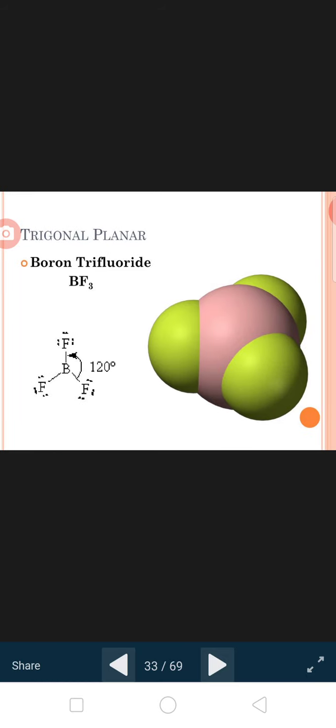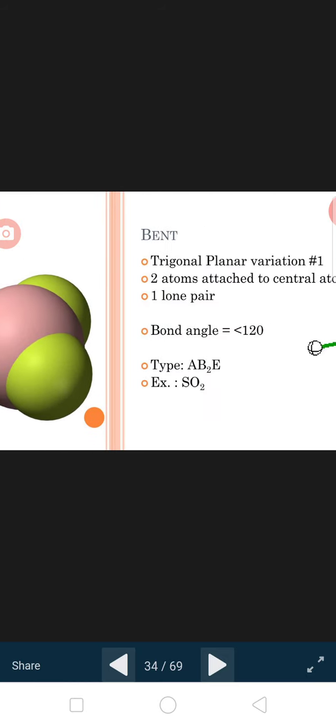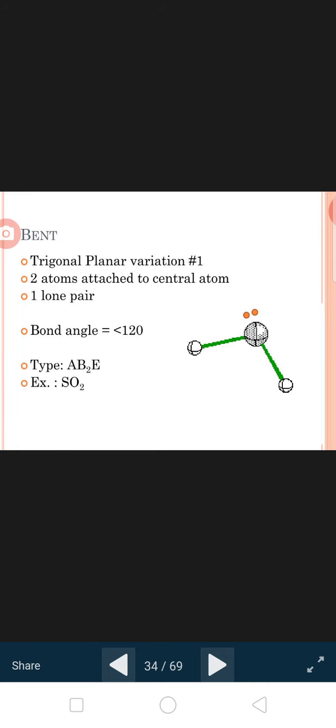Boron trifluoride is shown as explained earlier. Bent geometry of sulfur dioxide. Sulfur dioxide has double bonds with two oxygen atoms, so there are two bond pairs and one lone pair. The lone pair repels the two oxygen atoms more, so the angle is less than 120.